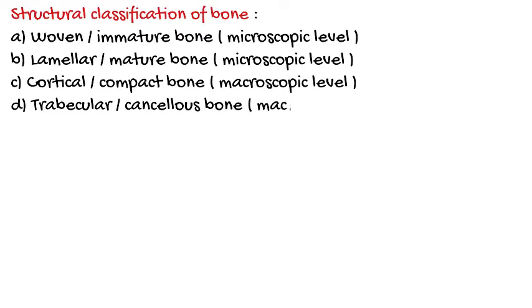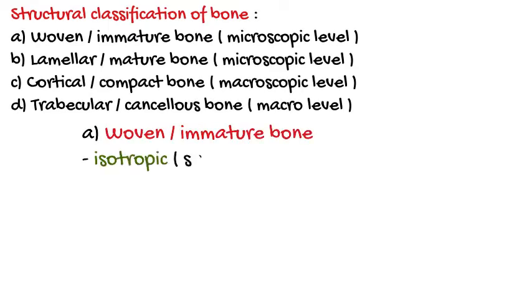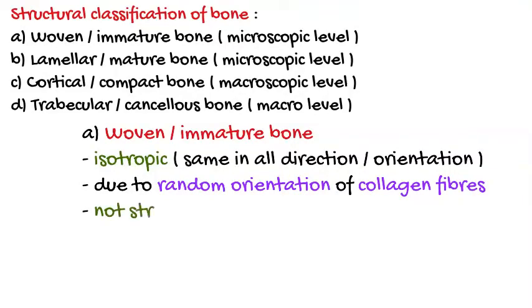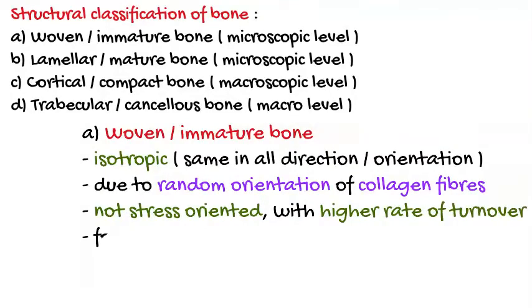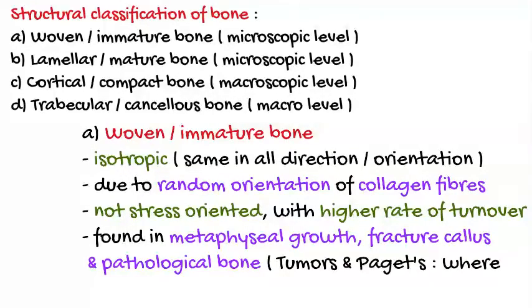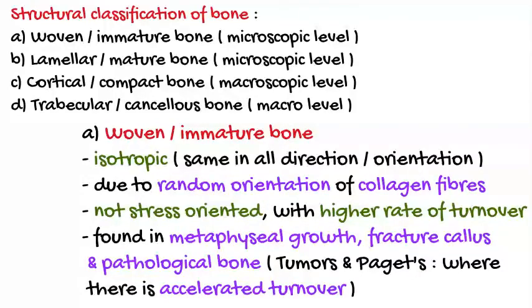The macroscopic structural classification of the bone involves C. the cortical or compact bone, and D. the trabecular or cancellous bone. Now, regarding microscopic structural bone. In A. woven or immature bone, it is isotropic in nature. Isotropic means the same in all directions or orientations.